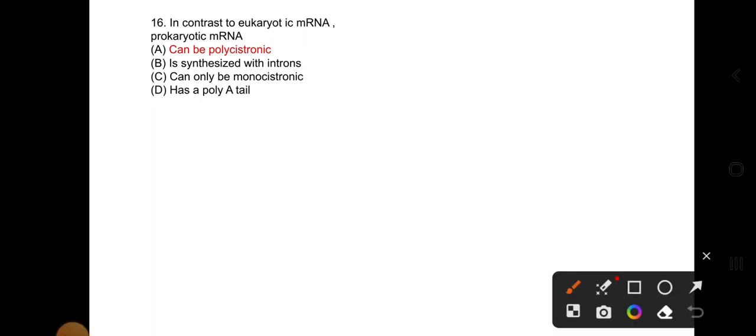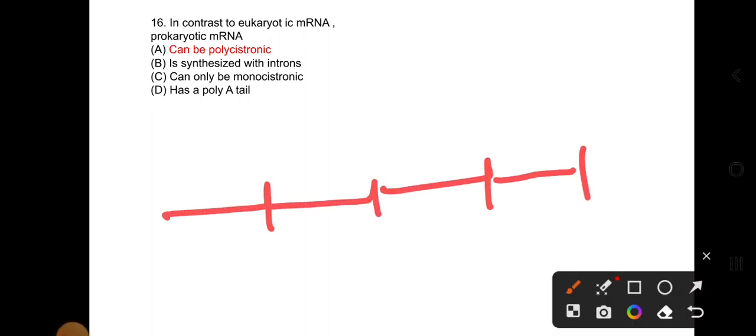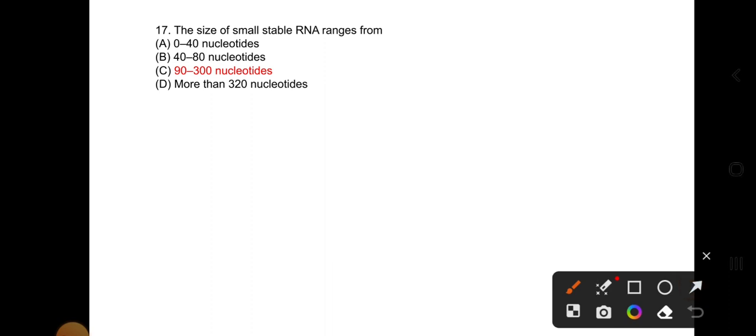We all know that. 16, in contrast to eukaryotic mRNA, prokaryotic mRNA can be polycistronic. Polycistronic means one mRNA containing the information of a lot of proteins, say for example, more than one protein, more than one enzyme. So that's what is called polycistronic. And with the discovery of polycistronic mRNA, the one gene one enzyme hypothesis was challenged. Okay. 17th question. The size of small stable RNA ranges from 90 to 300 nucleotides.